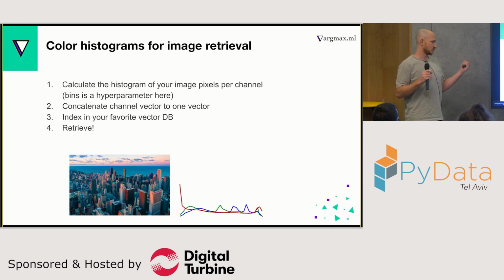So we can take the histogram for such an image, like here. We can concatenate each of the channels, and we can index it in a vector database and use it for similarity search. Any questions? Okay. How do you embed colors?